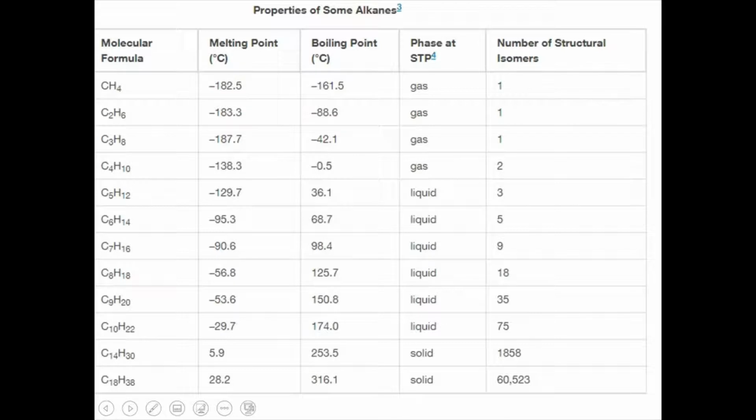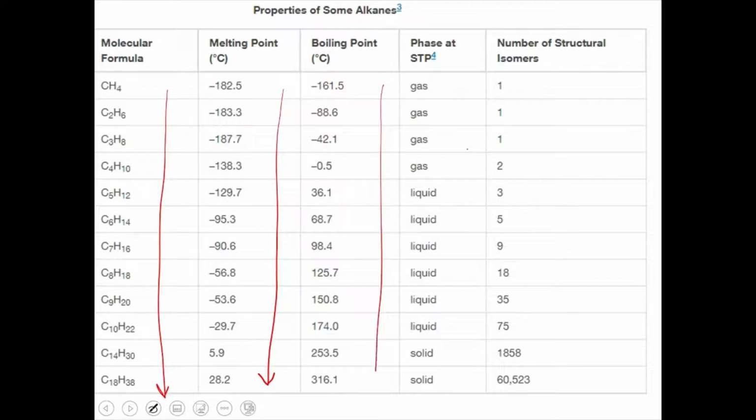So this is showing you some properties of some alkanes with their molecular formulas, and then you can see as we add more carbons and more hydrogens, our melting points get higher and higher. Same with our boiling points. And then you can also see the number of isomers, how many that increases by. It's almost exponential.